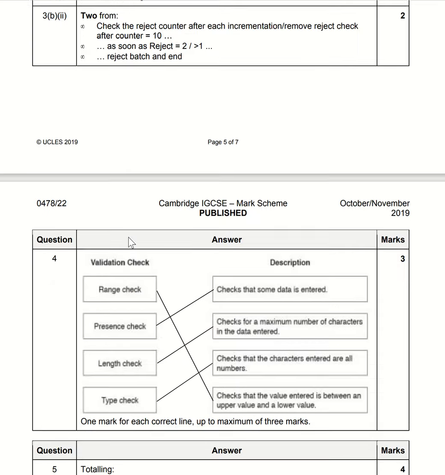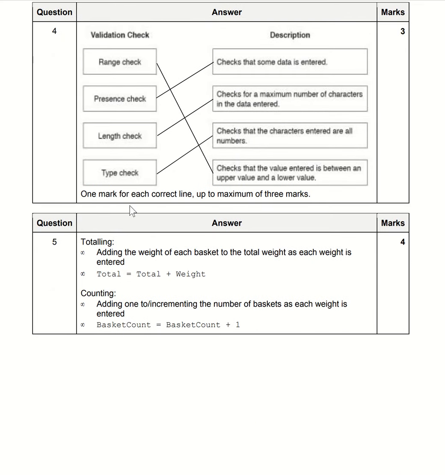So totaling: adding the weight of each basket to the total weight as each weight is entered. So it adds the weight to the total and makes that a new total. The counting: every time a new basket comes, it increments the basket count by one. Every time a new basket comes, first it's 1 and then 2 and then 3.